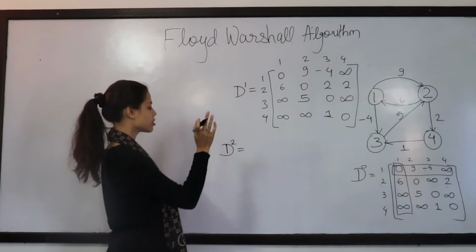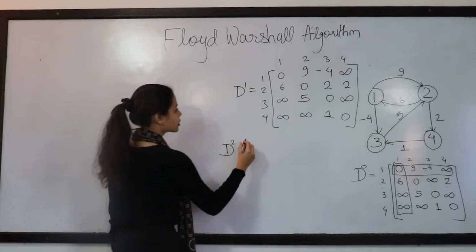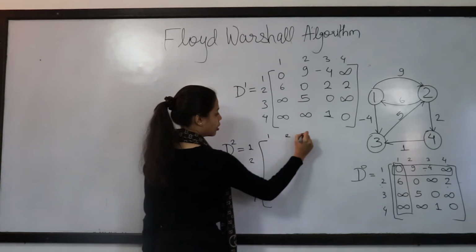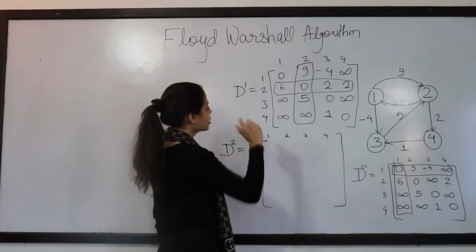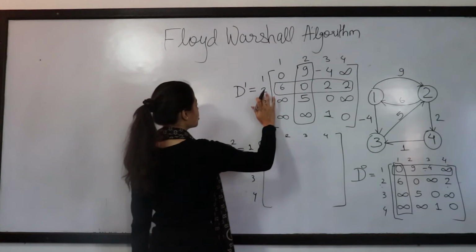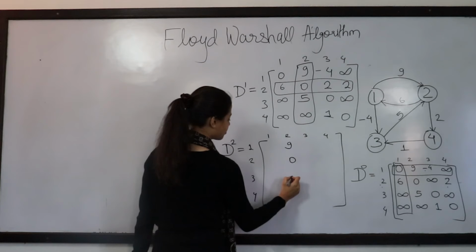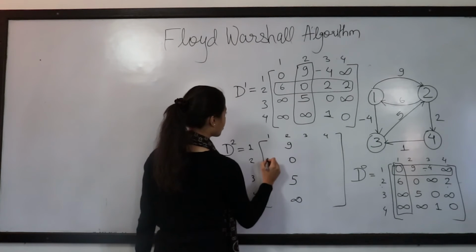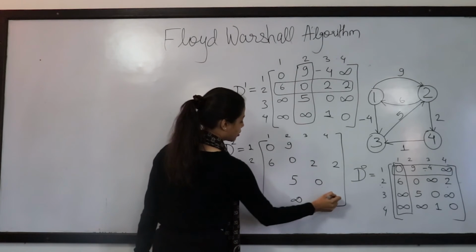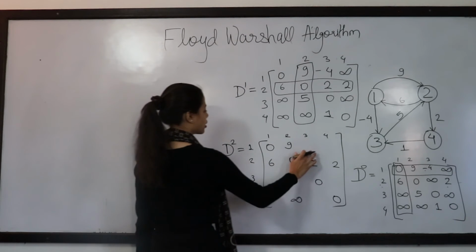Similarly, we will construct another matrix D2. For this, we will take D1 as the base matrix. In this matrix, we will consider row and column 2 as the working row and column. So we will write them as it is, and we will write the diagonals as 0. So now we need to fill in the gaps.